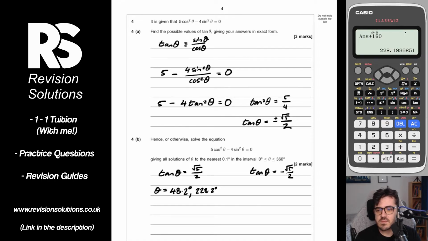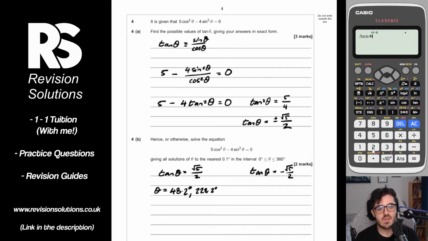Then let's look at the second solution. So tan theta is minus root 5 over 2. Let's get our first solution for that. So we'll do inverse tan of minus root 5 over 2. And we just get, due to the symmetry of the graph, the same number but negative. That first solution isn't actually in our interval that they've asked for, but we can apply the same trick and just add 180 as many times as we can to gather all the solutions we are interested in.